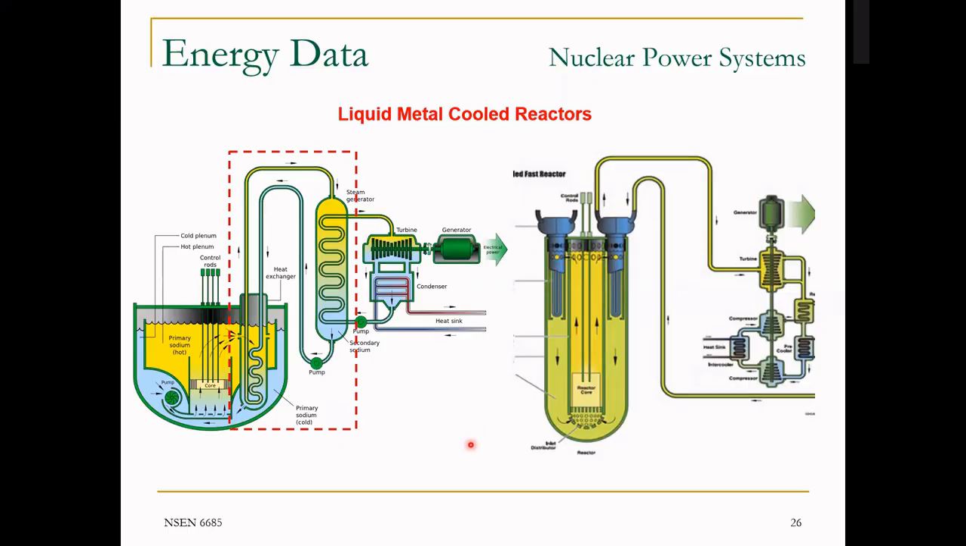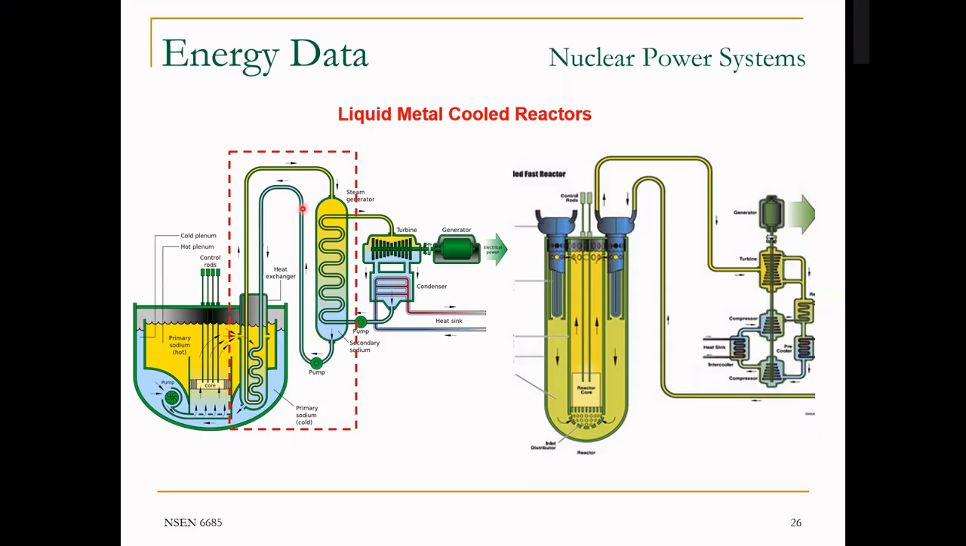We talked about classifying some of these reactors based on the coolant, right? So these are different schematics you can see for liquid metal cooled reactors. You see that this is the reactor core, where the nuclear fuel is, and the primary coolant here is sodium, right? And there is a heat exchanger here to exchange energy between the primary coolant and the secondary coolant that's circulated inside this loop here.